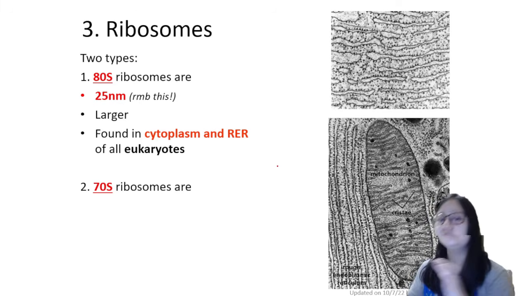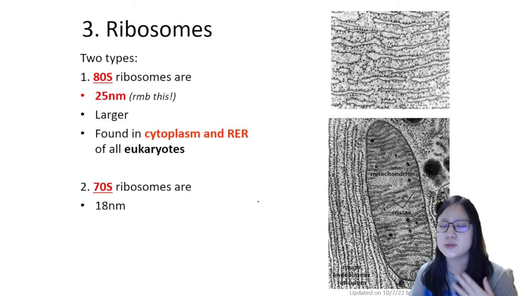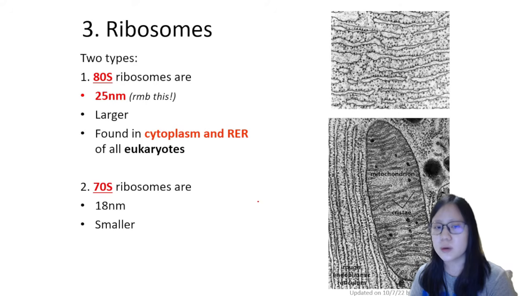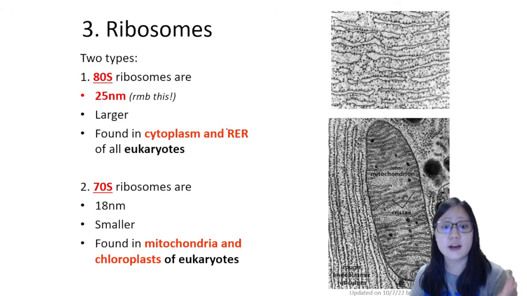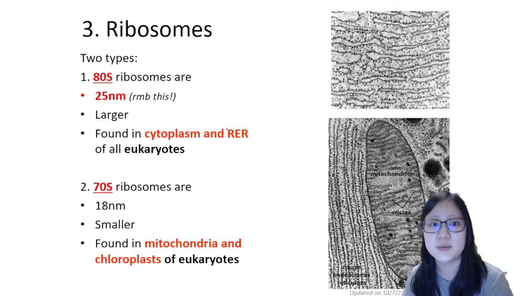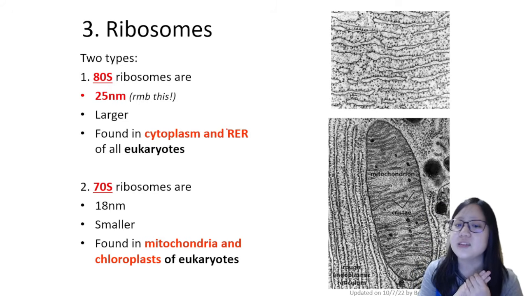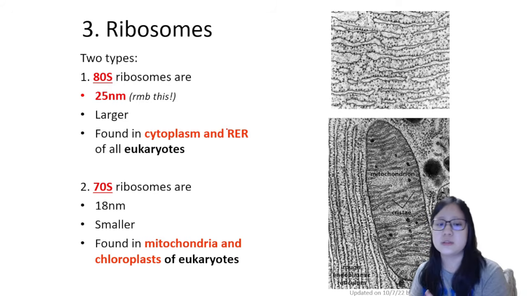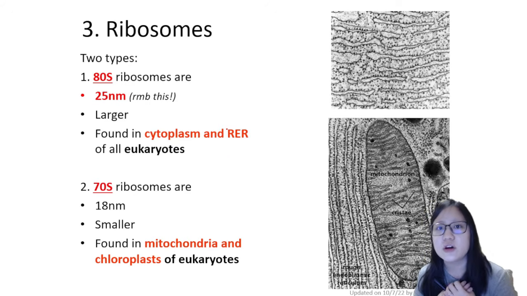However, there are such things called 70S ribosomes, and 70S ribosomes are smaller. We don't remember the size here. You just need to know they are smaller, and they are found in the mitochondria and chloroplasts of eukaryotes. Can you believe it? There are ribosomes in your cytoplasm and rough endoplasmic reticulum, and there are also ribosomes, but a smaller, different type, in mitochondria and chloroplasts of eukaryotes.